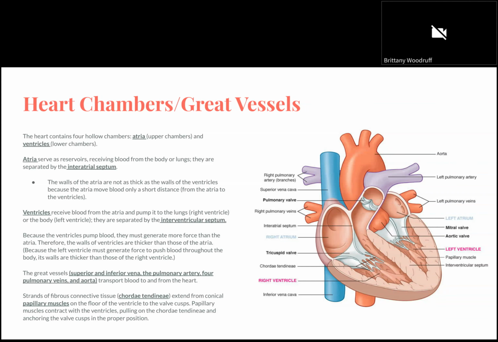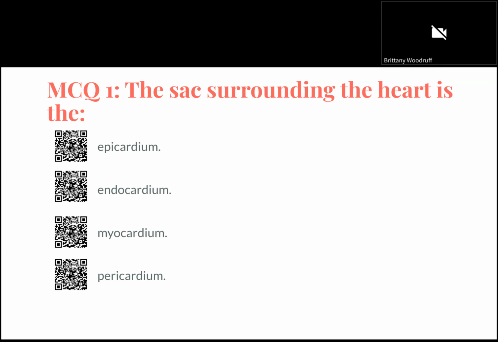Now, in order to ensure that blood is flowing in one direction, okay? Oh, we start with this MCQ. The sac surrounding the heart is called what? The pericardium. Pericardium. What is the innermost layer called? Endocardium. Outermost layer? Epicardium. Muscular layer? Myocardium.